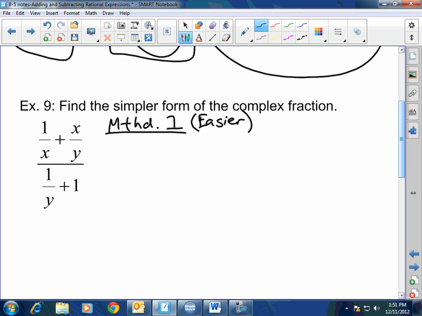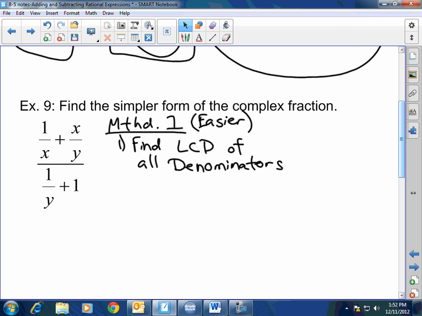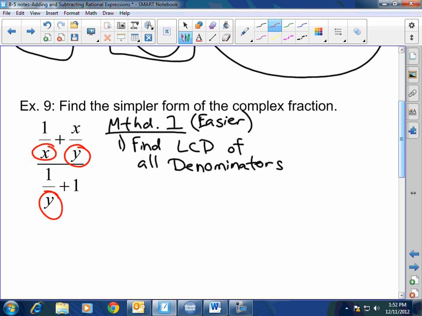This is all you got to do. Step 1, find the LCD of all denominators. And I mean all denominators, both in the numerator of the complex fraction and the denominator. So when I say find the LCD of all denominators, I'm talking about all denominators. You feel me?